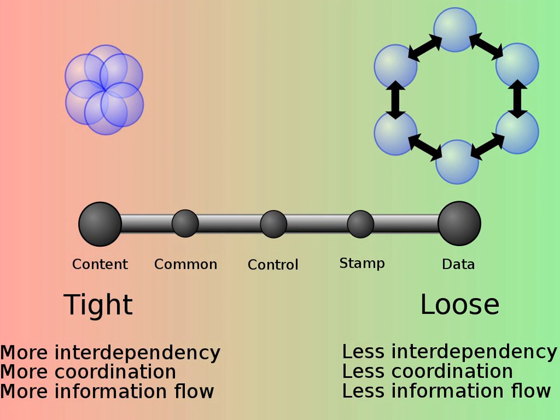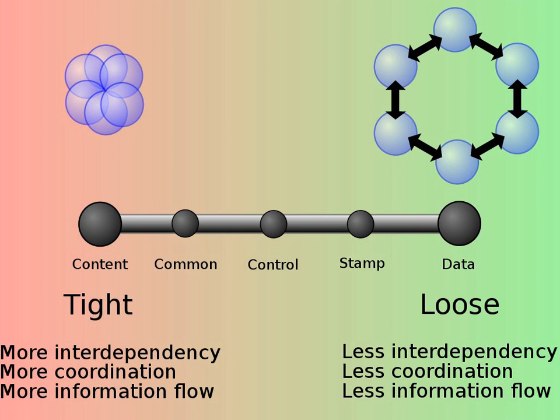Stamp coupling, also called data-structured coupling. Stamp coupling occurs when modules share a composite data structure and use only parts of it, possibly different parts, e.g., passing a whole record to a function that needs only one field of it. In this situation, a modification in a field that a module does not need may lead to changing the way the module reads the record.